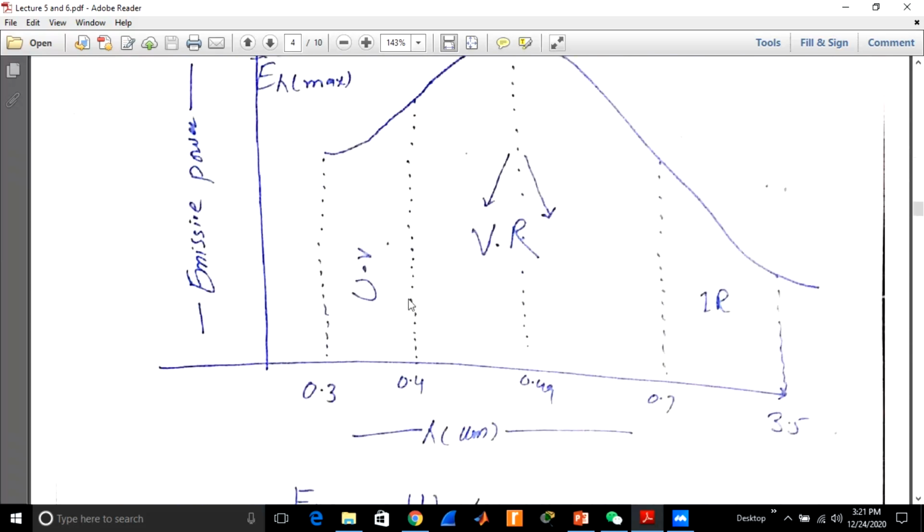This graph shows that the rays that come from the sun to the earth start from 0.3 to 3.5. So the rays that come from the sun toward the earth are these. In this graph, you will see that the ultraviolet band is very narrow, 0.3 to 0.4. And actually this range is from 0.1 to 0.4.